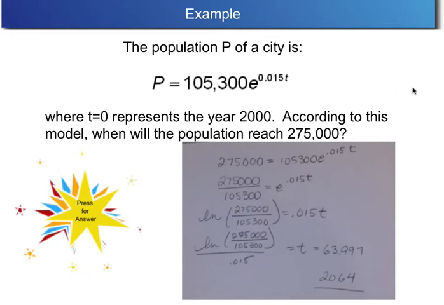And here you go. So I set P, the population, to 275,000, and I solved for T. And you can see that I got T equals 63.997. That is 63.997 years after the year 2000. So it will hit that population in the year 2064.